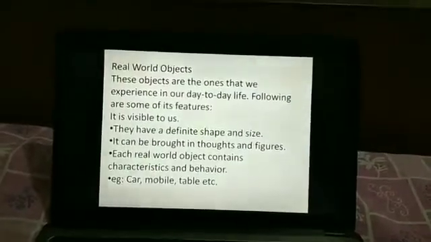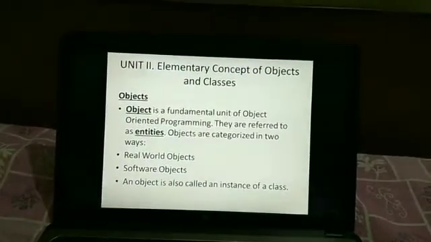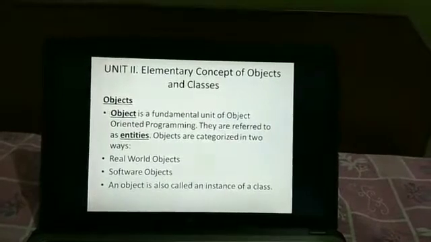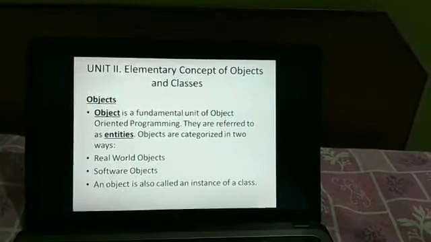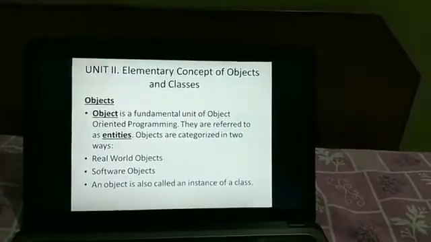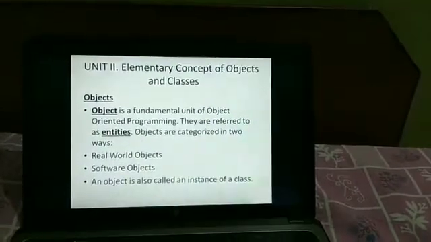So I have told you what an object is. An object is considered an entity. Okay, it is a basic unit of object oriented programming. It is categorized in two ways, that is real world objects and software objects. Objects are also called an instance of a class.